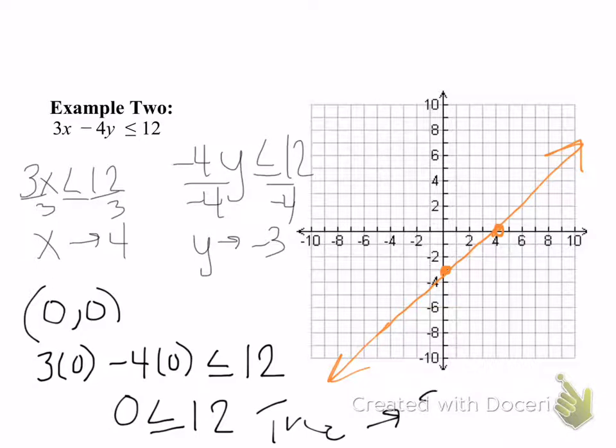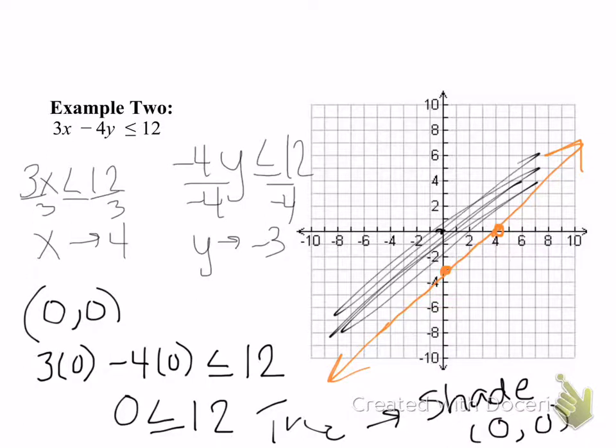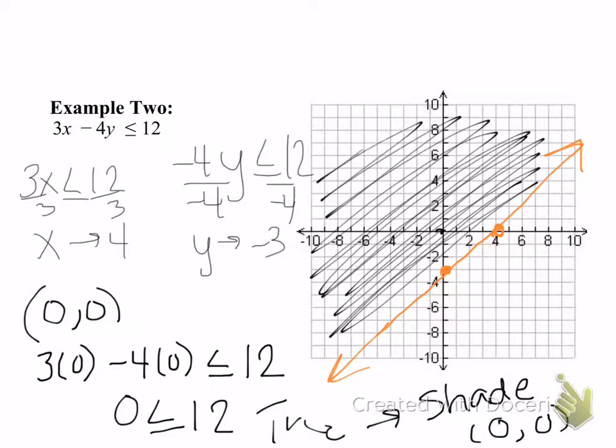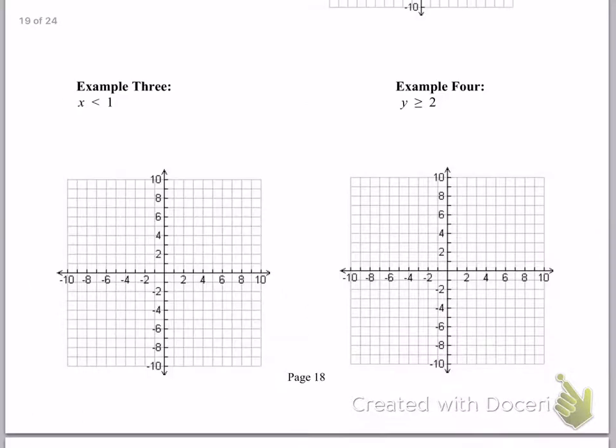So you want to shade 0, 0, which is right here. So you want to shade this side of your line, the side that makes all the values true. So anything you plug in that shaded side will get you a true inequality. All right, let's go to our next one.